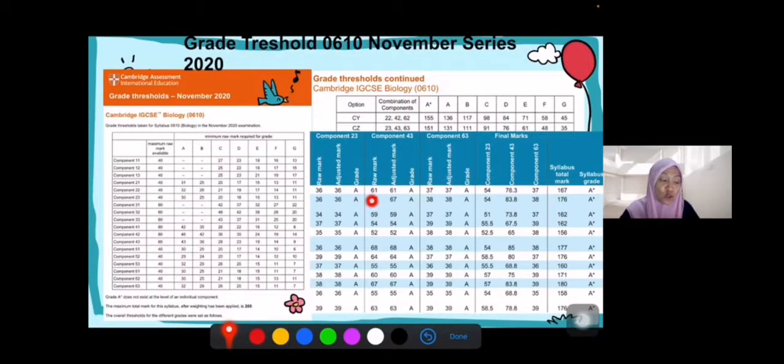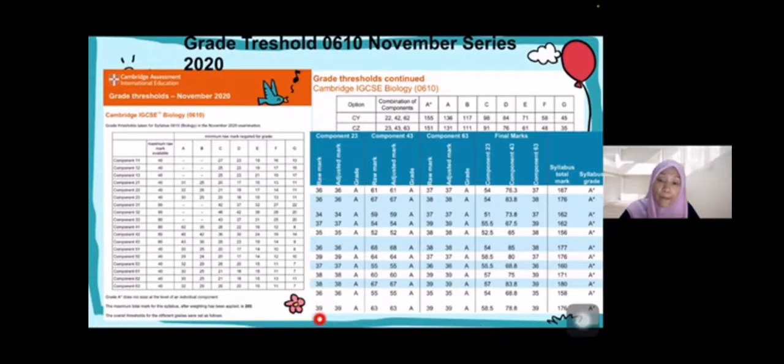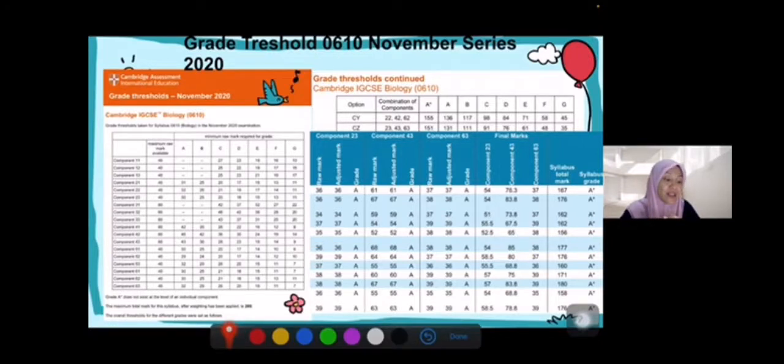Ini adalah memang contoh yang I ambil untuk A star, Biology 0610 November series 2020. So as you can see over here, component 2, 3, raw mark dia 40 tadi kan. And this student see, untuk dapat A star, diorang semua dapat 36, 34 paling rendah, ada 39, ada 38, and kalau nak tahu for June series 2021, there is student. Beberapa orang dapat 40 out of 40.